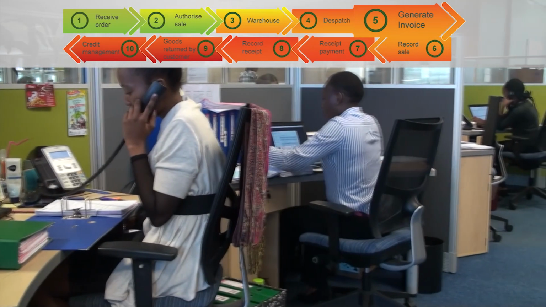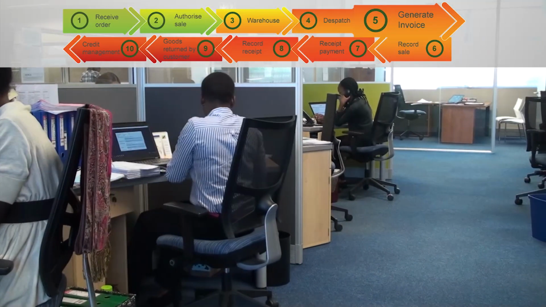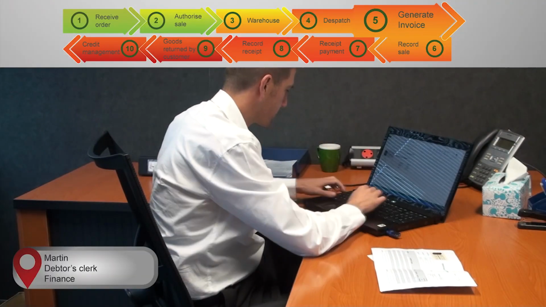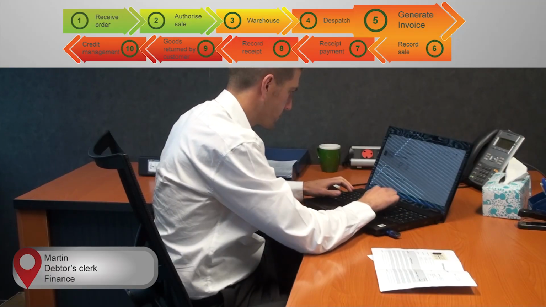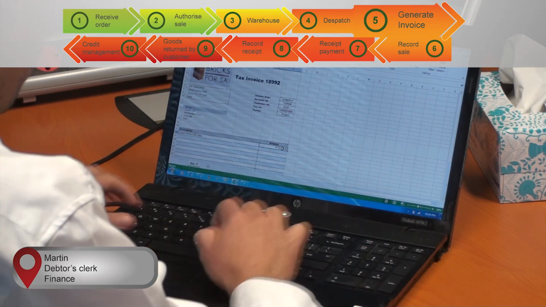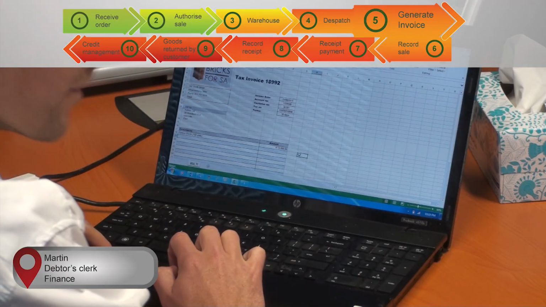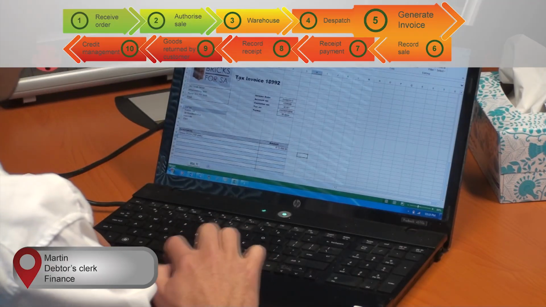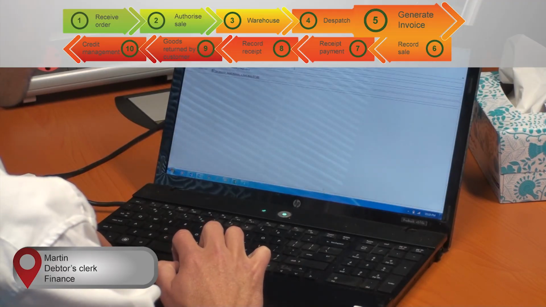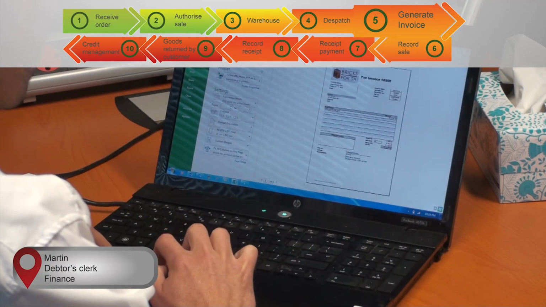Step 5 in this cycle is where we generate the invoice for the customer. This takes place in the finance department. Martin, the debtors clerk, matches the ISO to the delivery note. He then enters the quantity and type of goods on the accounting system. The system automatically generates the amount due by using the approved price list, which is loaded on the system. It also automatically calculates the VAT. The system then generates a pre-numbered invoice, which Martin sends to the client. He also prints and files a copy of the invoice.